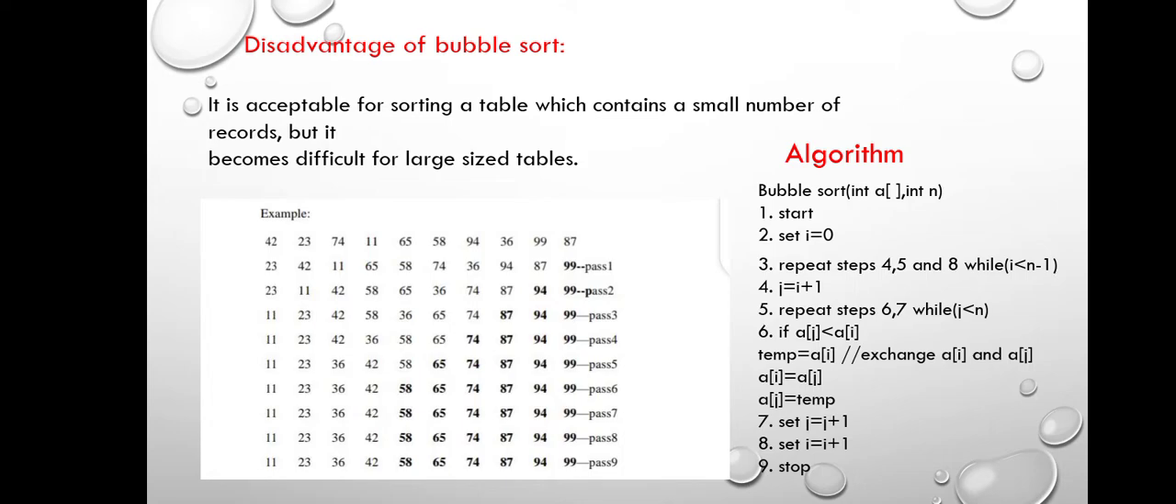If list[i] is less than list[j], temp is equal to list[i]; exchange list[i] and list[j]: list[i] is equal to list[j], list[j] is equal to temp. Set i is equal to i plus 1, and stop.